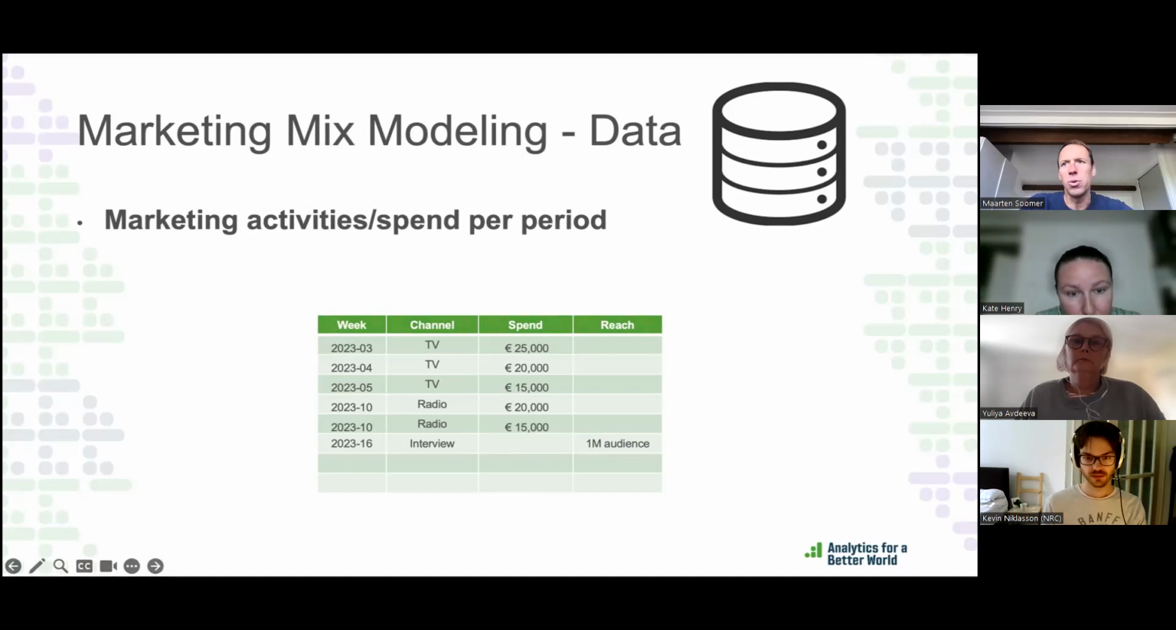Another thing you could do is, of course, you can segment these kind of models or this data by region and product. You can build basically separate models for each region or product that you're having. And then for that region or product, you would have a data set like this, focused on that region and that product. What were my marketing activities in a specific period?